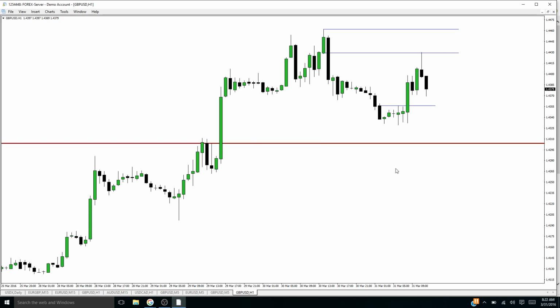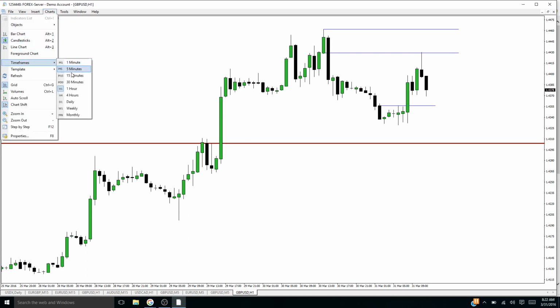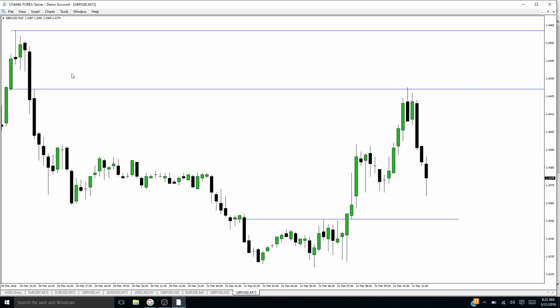Preferably, I would not like to see this one give way, but if it does, the next level of support would be down here. And that's using an hourly chart on cable. Let's drop down to a 15-minute time frame. We'll look at time of day studies.